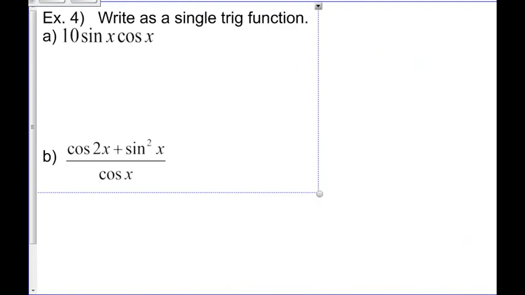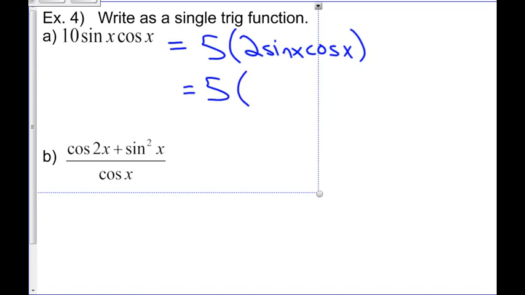In fact, let's just build that idea of a 2 sine x cos x. And 10 sine x cos x is just 5 of these 2 sine x cos x's. So really I just factored 5 out of that. From the formula, we know that 2 sine x cos x is the same as sine of 2x. So this whole thing becomes 5 sine 2x. I can't multiply that 5 inside because the 2 has to do with the angle.